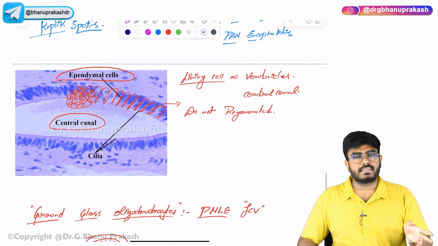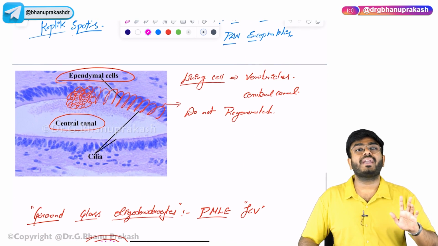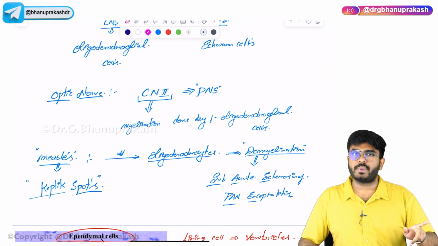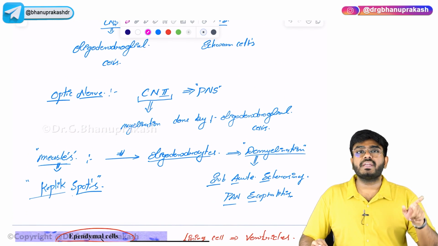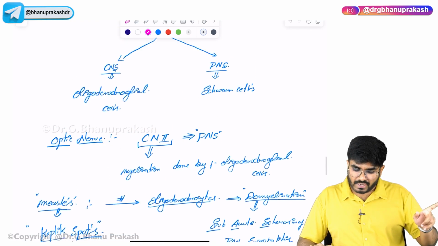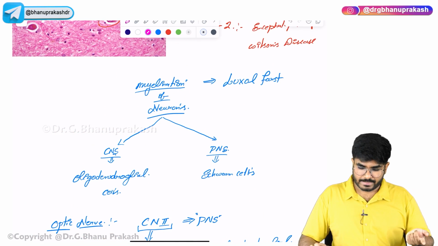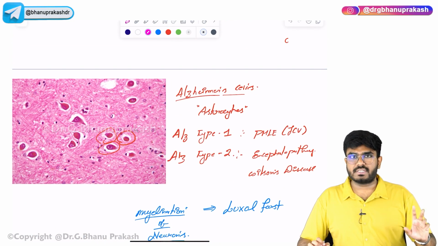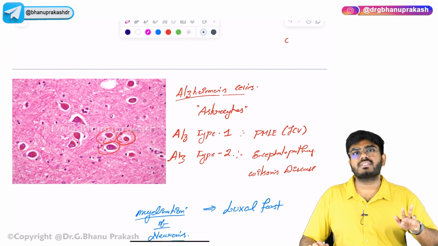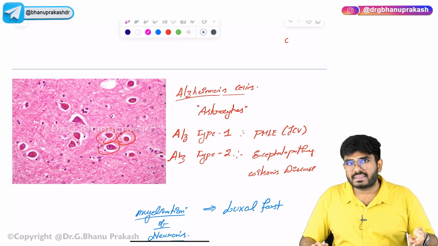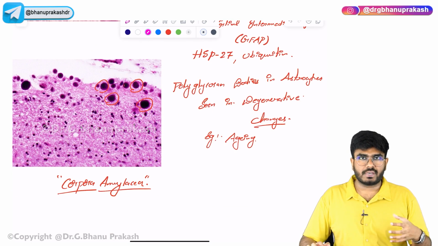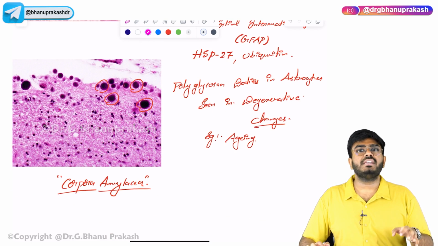Ependymal cells, the lining cells, do not regenerate. Ependymoma shows drop metastasis. Measles: Koplik spots, subacute sclerosing panencephalitis. The optic nerve is the second cranial nerve, but is lined by oligodendroglial cells, whereas the peripheral nervous system is lined by Schwann cells. And what is this? Alzheimer's cells, type 1 and type 2. Type 1 Alzheimer's cells are seen in PMLE; type 2 Alzheimer's cells are seen in encephalopathy as well as Wilson's disease.